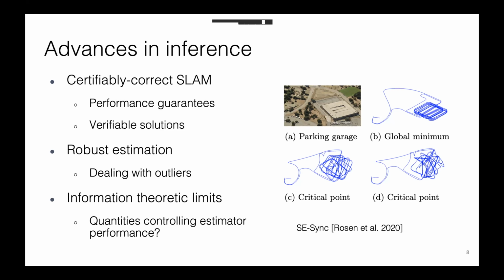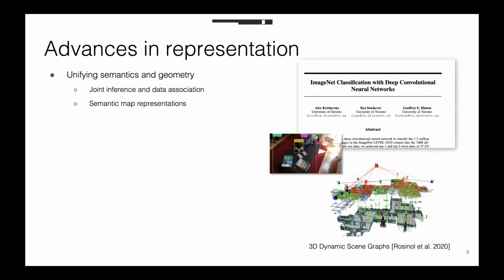And finally, we talk about things like information theoretic limits, things like Cramer-Rao bounds for the estimators, which historically have only been addressed in the linear case. We've now adapted more recently to nonlinear settings. On the representation side, we've talked about things like unifying semantics and geometry.